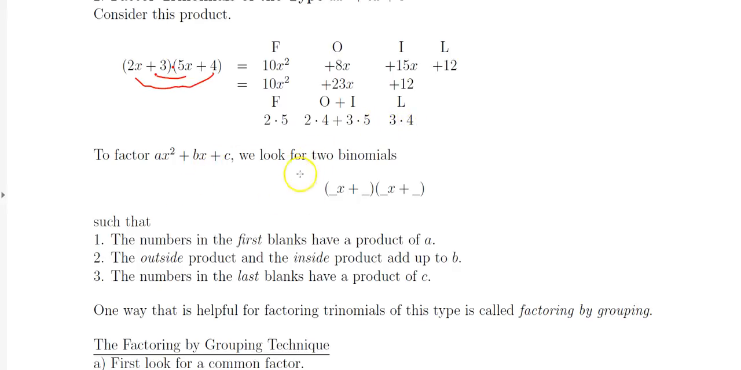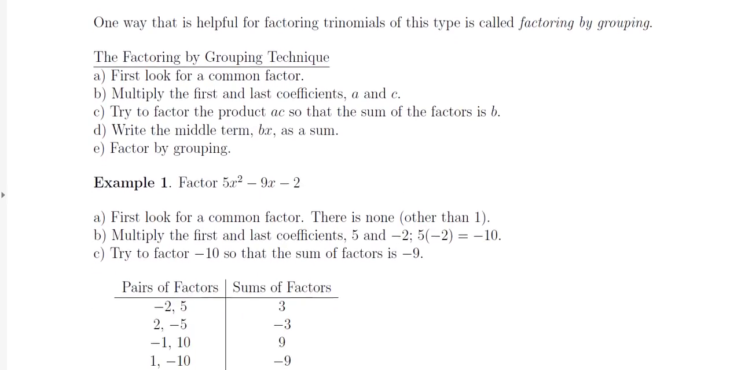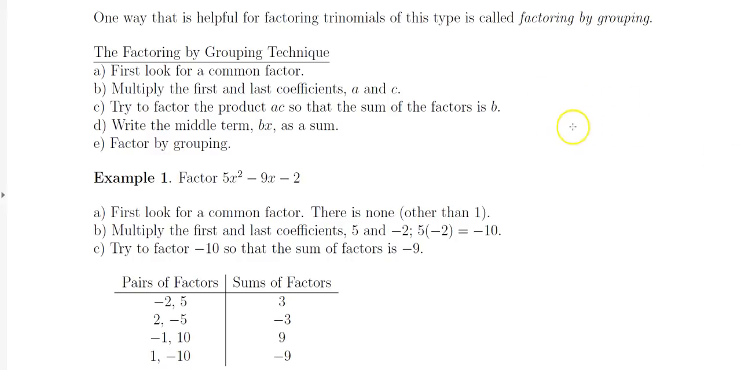So I want to look for two binomials. These two binomials multiply to give me a trinomial, and the first products will give us a product of A. The outside and the inside will add up to B, and the last will have a product of C. And so a way to work with this is to factor by grouping like we did in the first lesson.